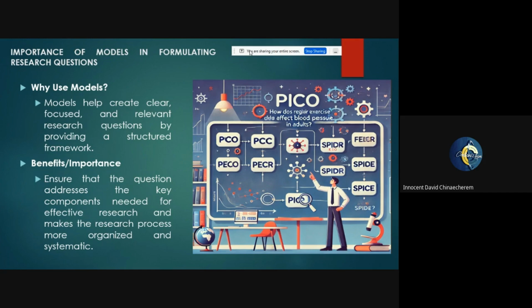And that is why it is very pertinent for you to understand the perfect framework that suits your research. If you look at these images here, it's very simple. We have models like PECO, SPIDER, SPICE, and all that. We're going to also explain how all these models relate, particularly when you're on track to performing your first systematic review.